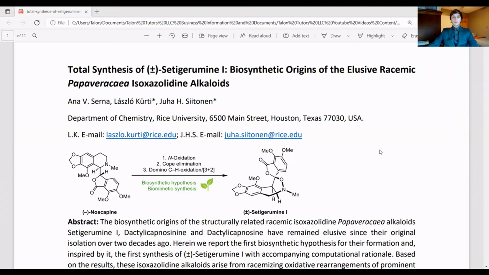All right, so getting into this publication, we see the overall synthetic scheme that they go through using Noscapine, which is a commercially available starting material in a 3-step synthesis, which is an N-oxidation, Cope elimination, and domino C-H oxidation to get Setigerumine I. And for this video, we're just going to be focusing on Setigerumine I.